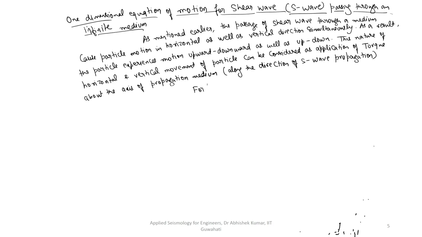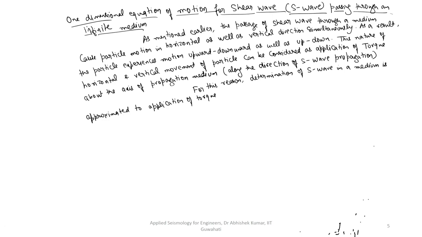For this reason, propagation of or the determination of S wave in a medium is approximated to application of torque. Now, when torque is applied to a medium, in case of primary wave, there was particle oscillation or the particle displacement u value, which was taken in the direction of wave propagation. Now, here, because the cross section is subjected to torque, there will be particle motion, but that will be angular displacement that we will discuss.